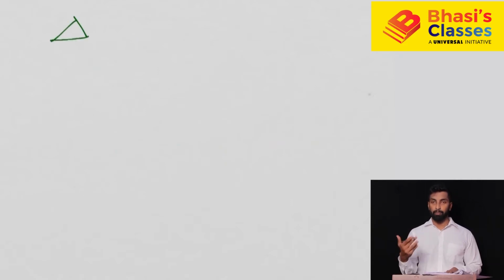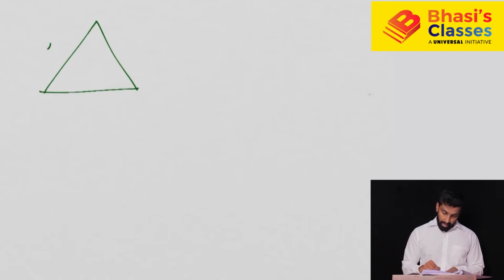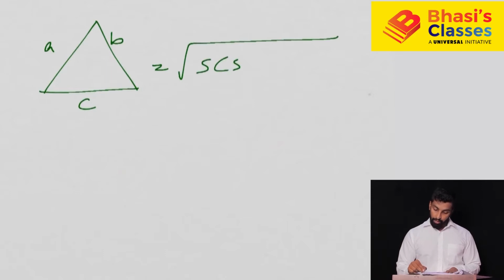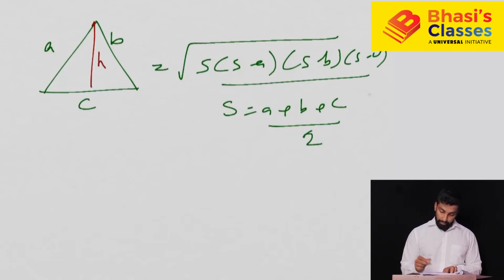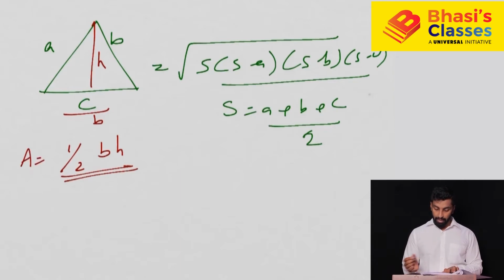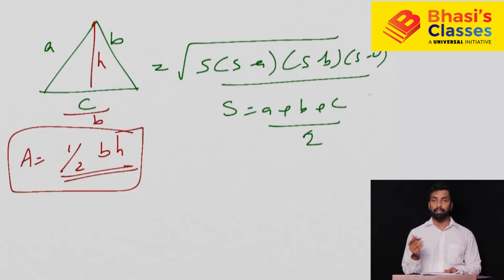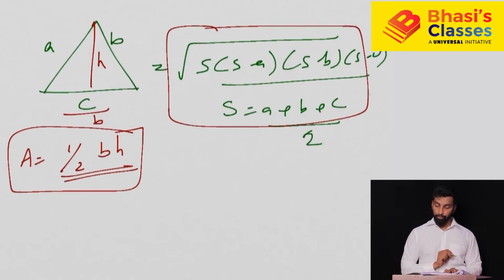We will discuss some of the important properties which you already know, or some important formulas. If you have a triangle ABC and the three sides are known, what is the area? You know that it is root of S into S minus A into S minus B into S minus C, where S is the semi-perimeter, which is (A plus B plus C) by 2. In case you know the height, and this is the base, then you have a faster method: half BH, you will get the area. So if the base and height are known, you will use this. If three sides are known and you don't know the height, you will use Heron's formula.